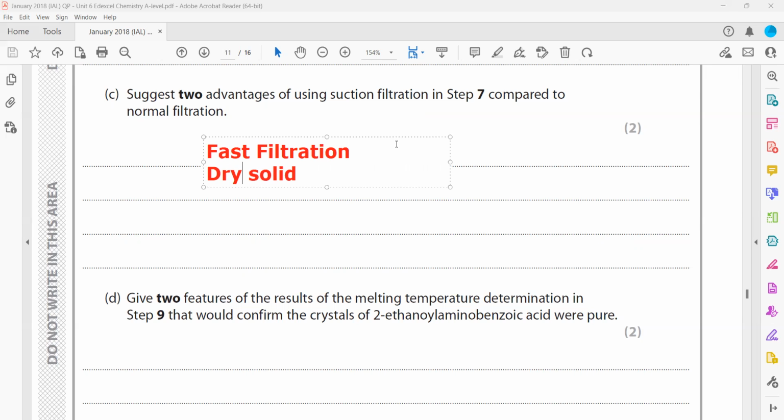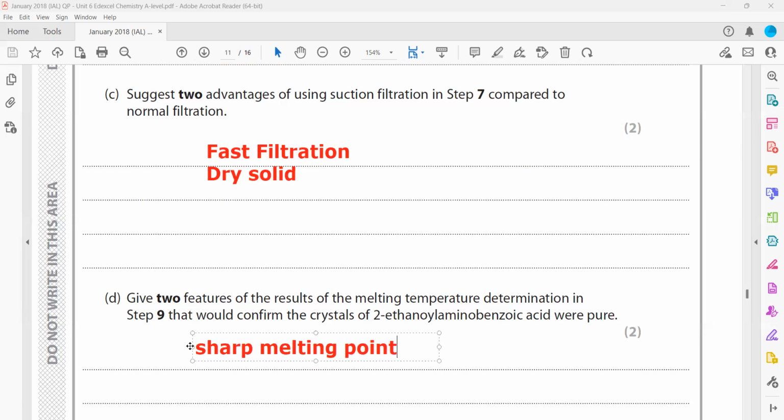Give two features of the results of a melting temperature determination, step 7, that would confirm that 2-ethanoyl aminobenzoic acid was pure. So how can we identify whether a substance is pure or impure? Number one, it should have a sharp melting point and it will melt over a narrow range of 1 or 2 degrees. So it will have a sharp melting point or a small range.